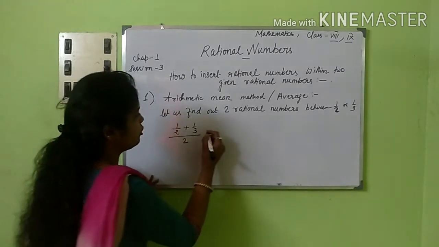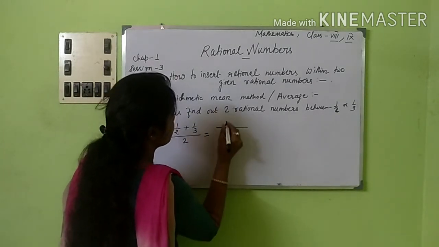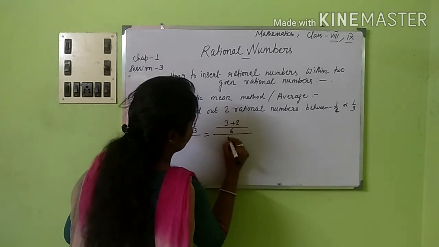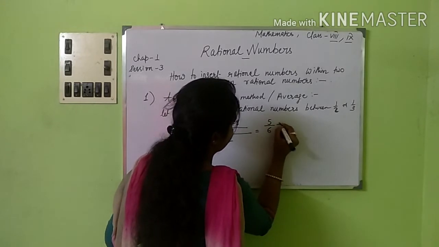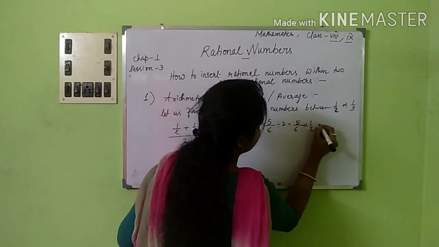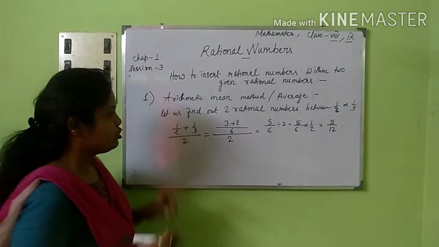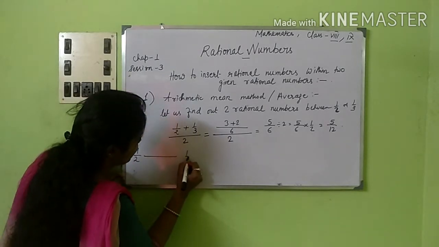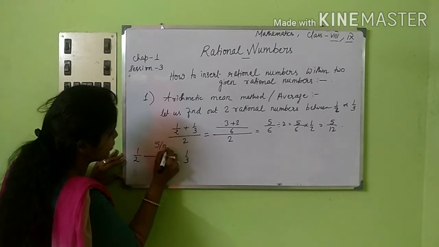Okay. So we get the answer as, you know this LCM is 6. So it is (3 plus 2) whole divided by 2. So we get 5 by 6 divided by 2. That is 5 by 6 into 1 by 2. We get 5 by 12. Okay, so one of the numbers we have got between 1/2 and 1/3, right?